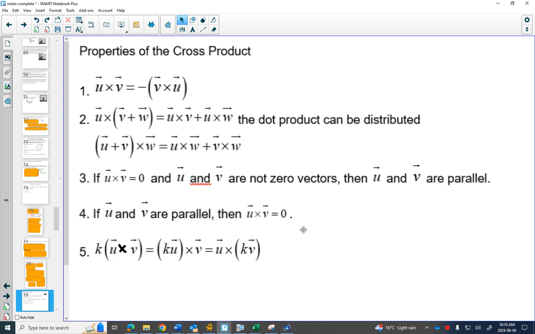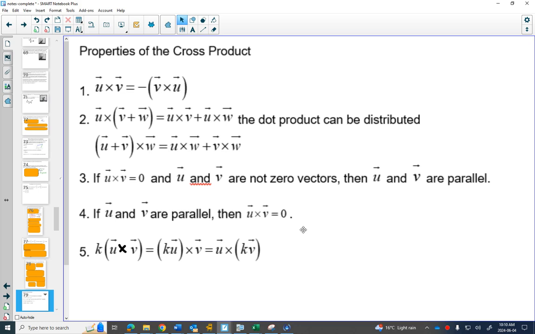You can distribute. But I don't know why you would, there's not very many times you would want to, but you can. Because it's much easier to add vectors first and then do the cross product than it would be to do the cross product twice. Because remember, probably the easiest way to remember the cross product was that determinant method that we were using the other day.